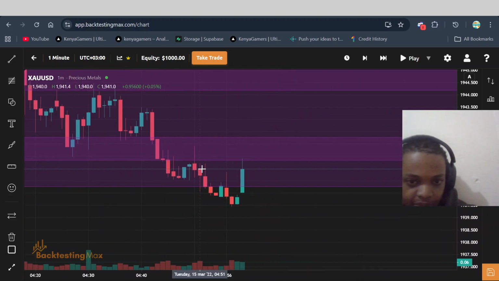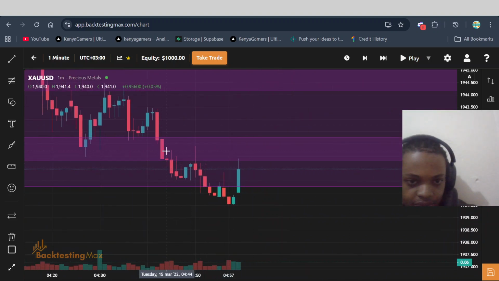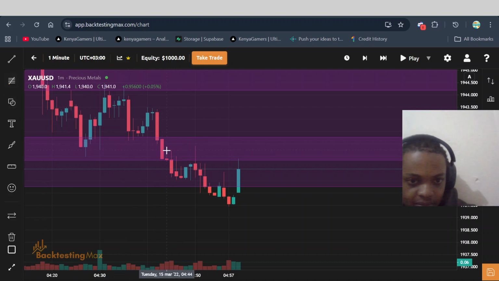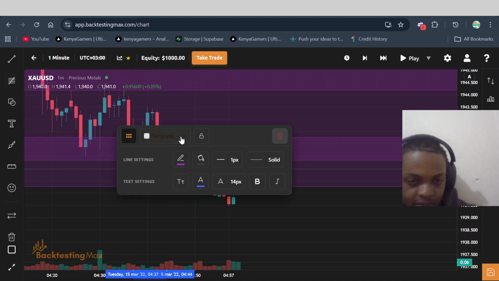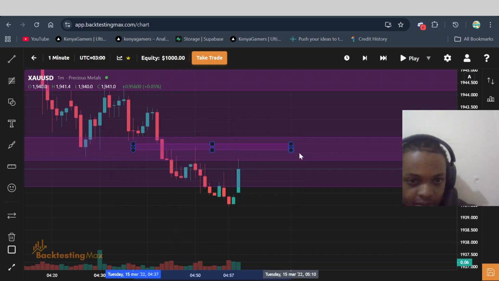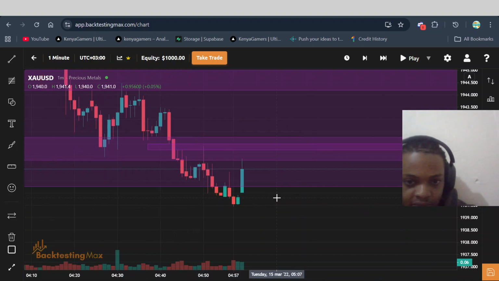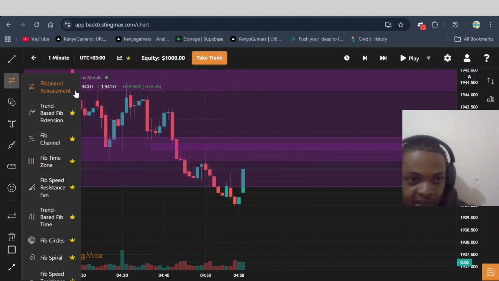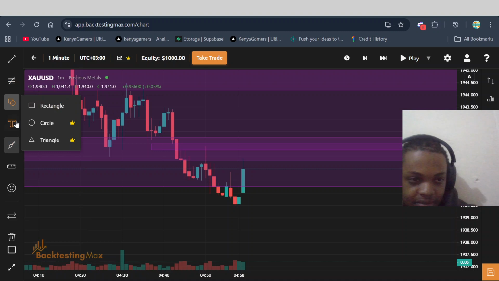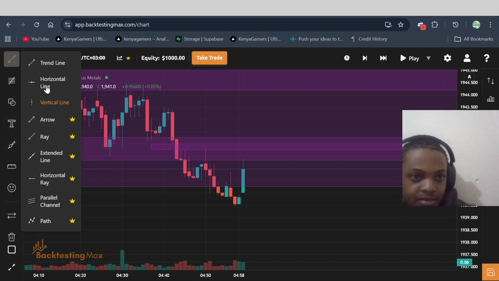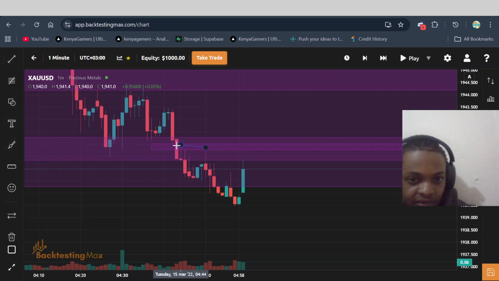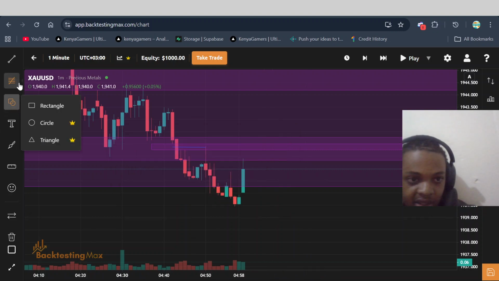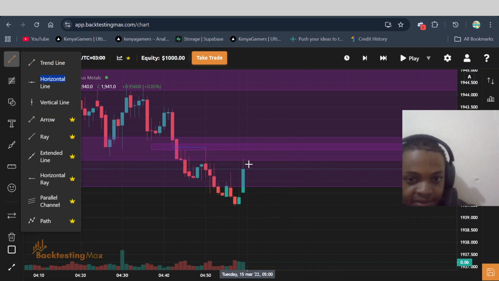Fair value gap. Fair value gap here. That's a fair value gap there. There's a change of character here. Change of character there. There's also another change of character here.